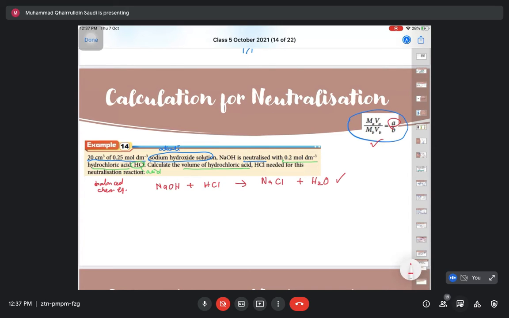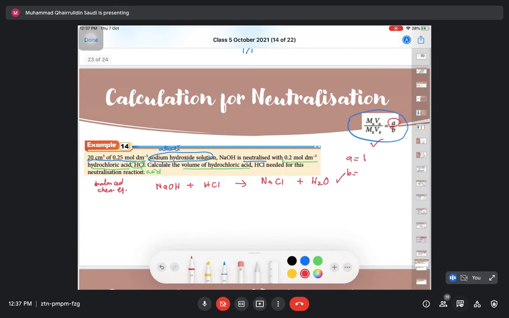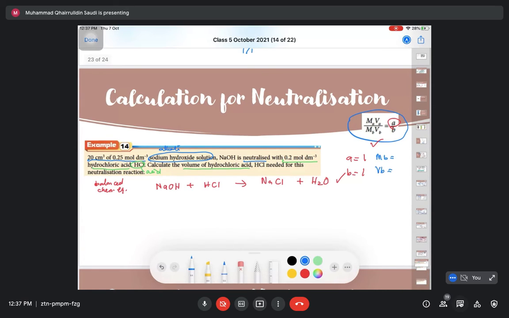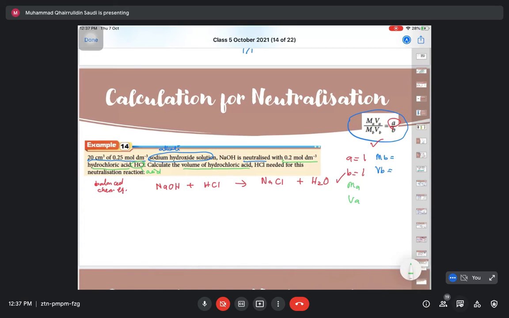So, what is our A now? A is what? 1. Good, 1. How about B? 1. 1 as well, good. Next one is our alkali, MB. What is our MB? From the question, what is our molarity for our alkali? 0.25 mol per dm cube. Good. Kena betul eh. MB ni daripada sini, alkali.